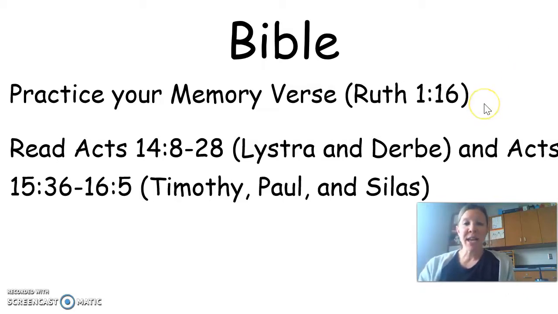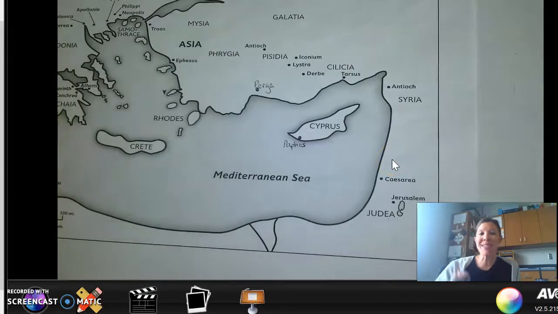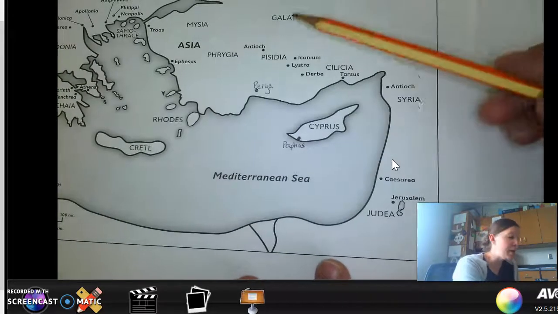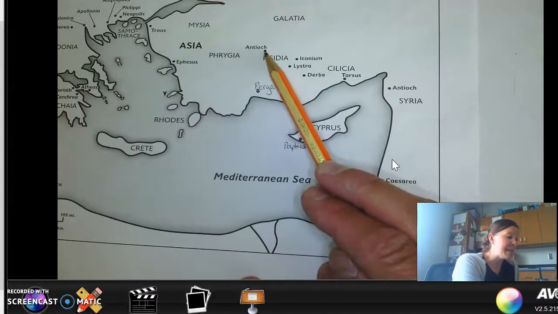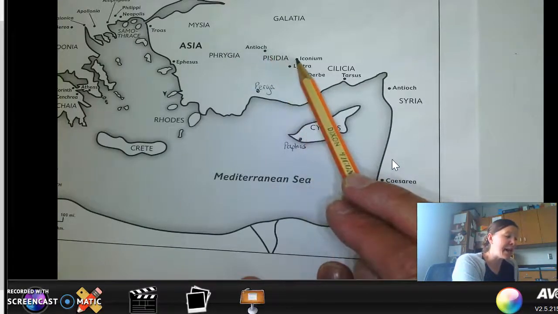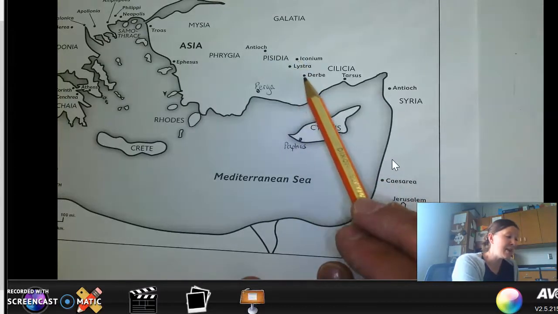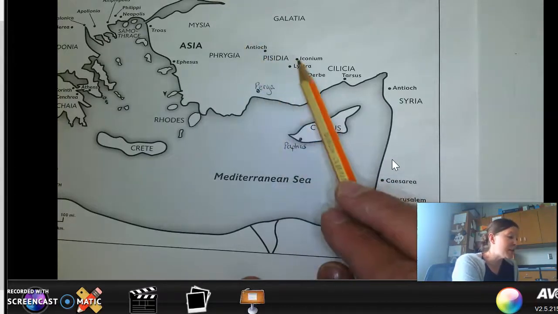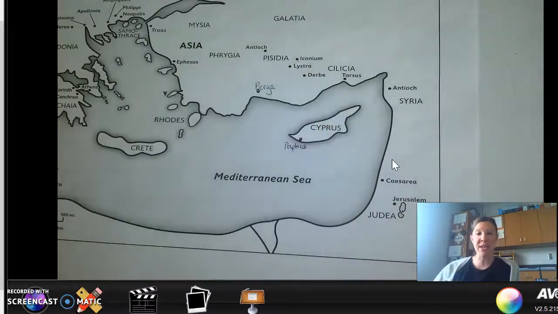So if we take a look, I'm going to show you the map again because you're going to do some more mapping today. You are going to start with the same color you used last time because this is still the same journey that they're on. Today, as you're reading or after you're done reading, or now if you want to, it's up to you, you're going to go from where they stopped last time in Antioch. You're going to go to Iconium. From Iconium, they go to Lystra and then to Derbe. So those are the spots that your first story will take you.